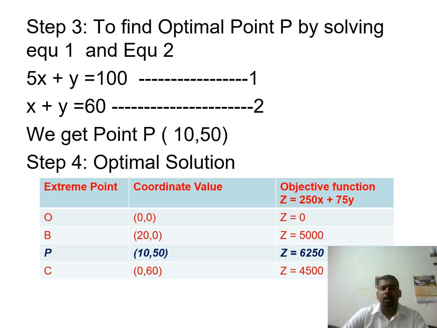So from the final table, that is step number 4, the optimal solution, the maximum profit is 6250. That is the maximum profit the dealer can get if he sells 10 tables and 50 chairs. So if he is able to sell 10 tables and 50 chairs, then he gets a maximum profit of 6250. So this is the answer we get by use of the graphical method.